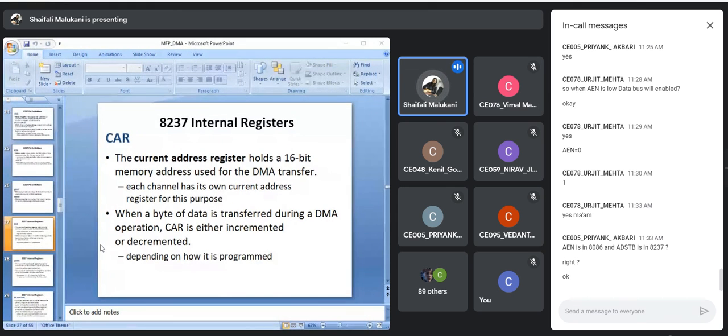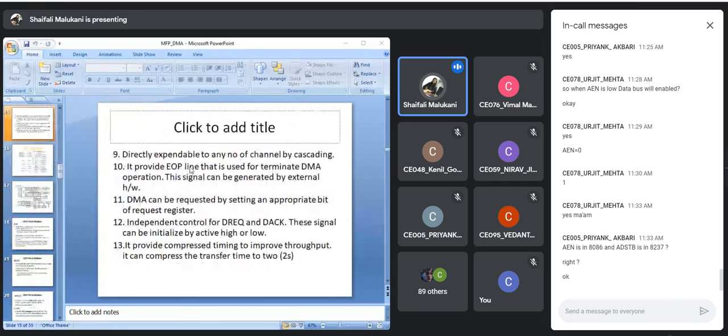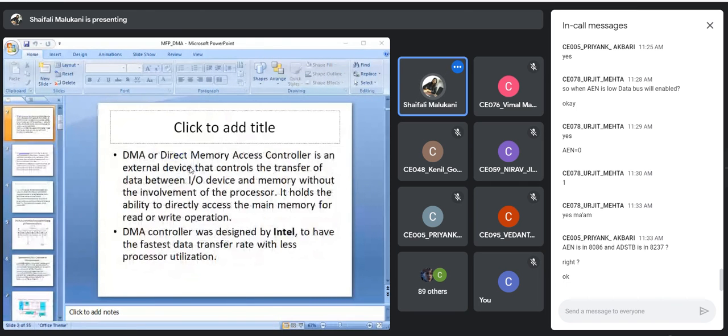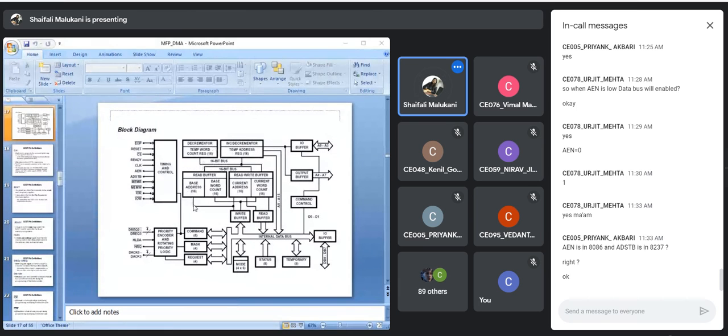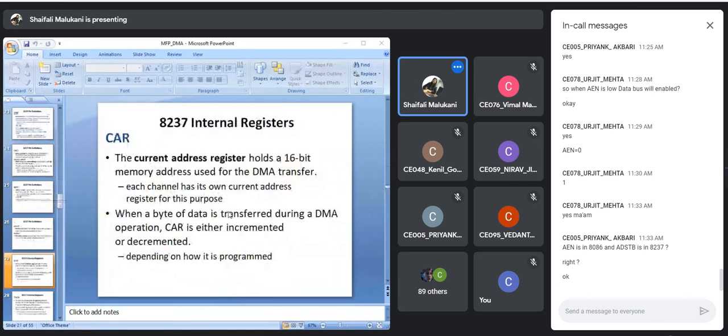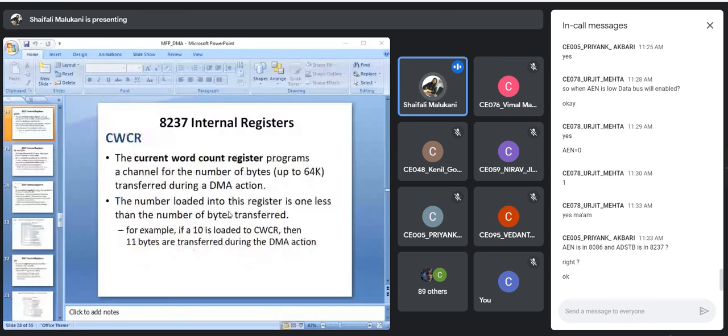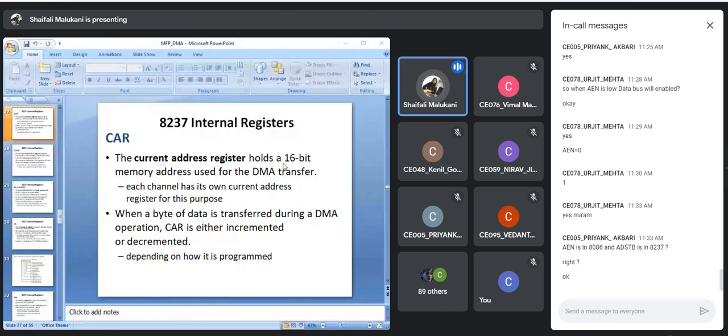Now we are going to look at some registers of the 8237. These are the registers we are talking about. Which are those? They are the current address register. From the name, can you understand what the use of it is? The current address register is 16 bits wide.